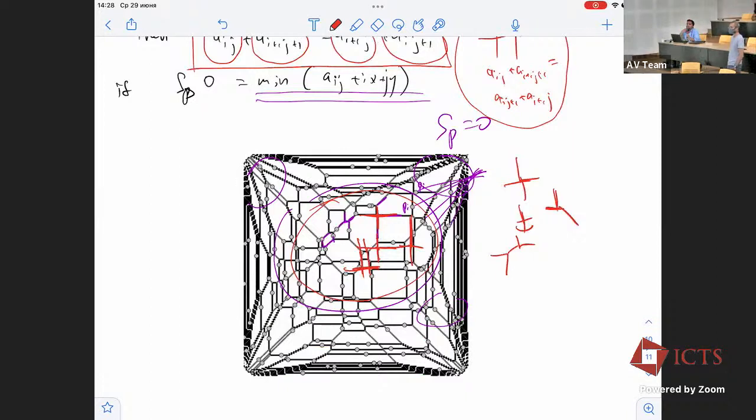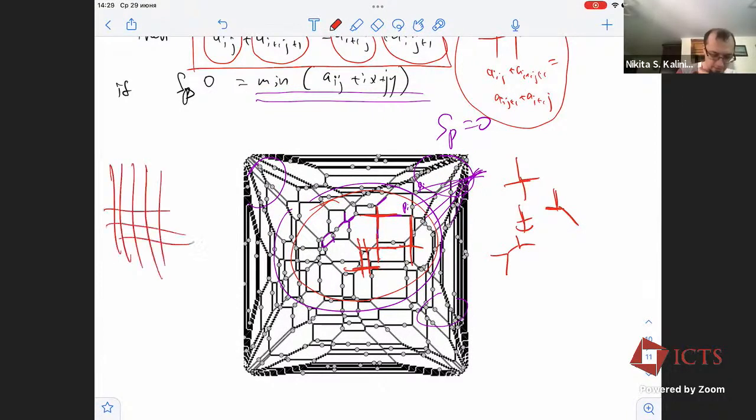Well, it's a very good question. I don't know. Because you see, here we take the limit. So it was this usual chip firing problem, but on a grid. So you had a grid, and here you have grains and so on.